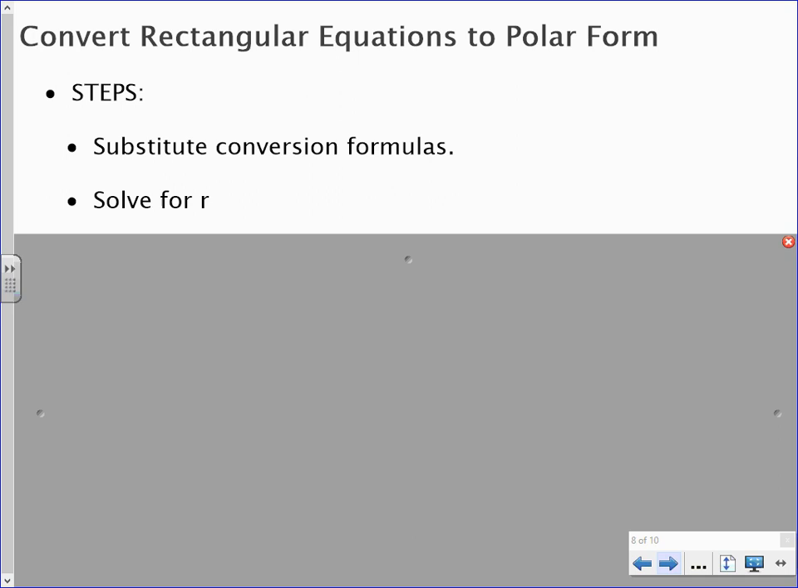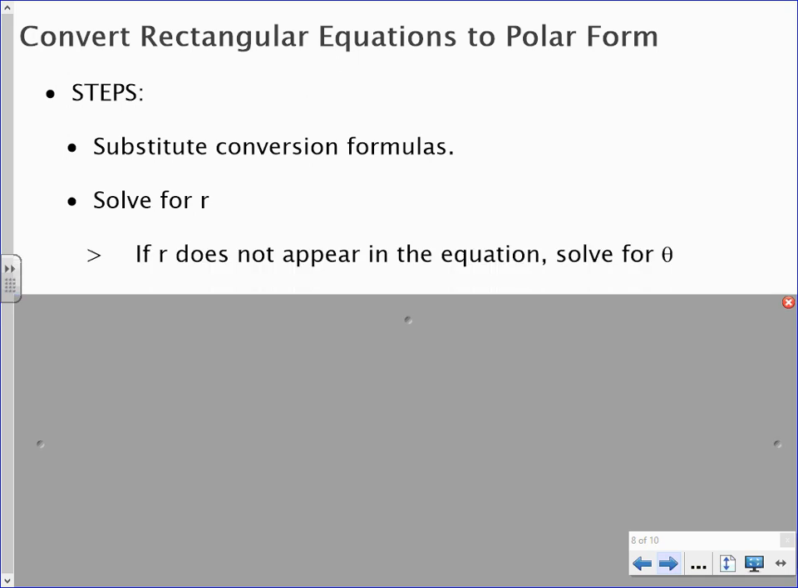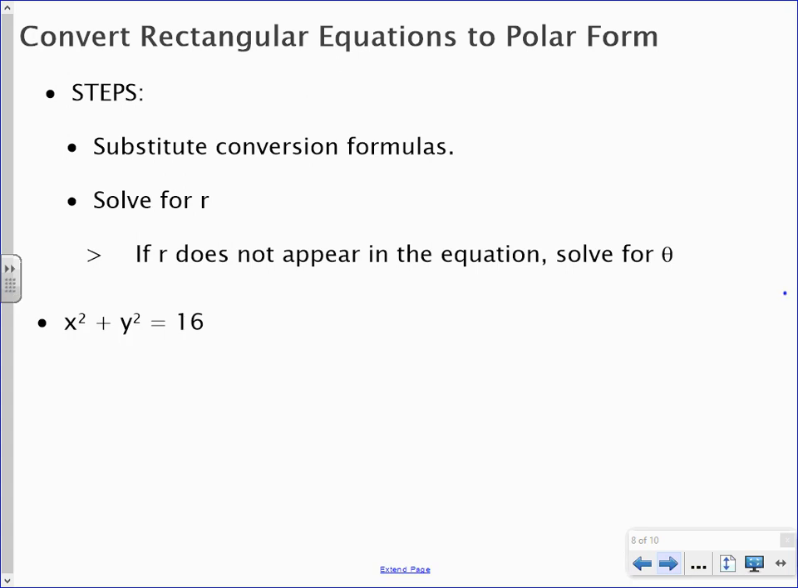I do want you to solve for r when you are converting to a polar equation. If there's not an r, then you can solve for theta like we saw in that previous example. But I do want you to solve for r, if there is one. Here's our first example.